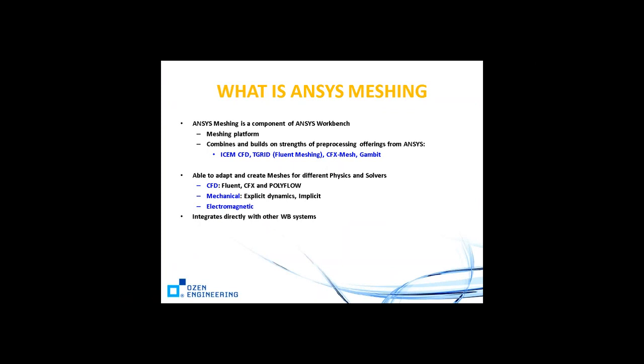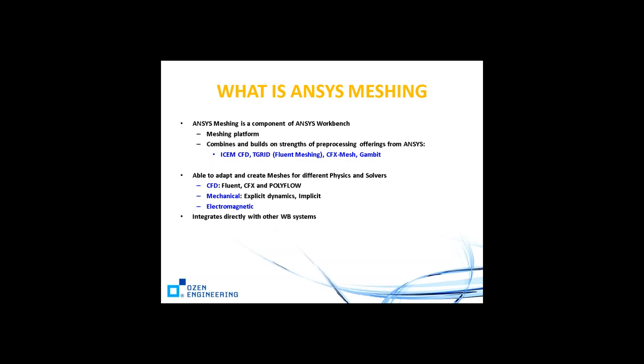So let's see. What's new in version 16 is that it used to be that you used to buy separate products. You used to buy ISM CFT separately. You used to buy CFX Mesh separately, Gambit separately, T-Grid separately. The good news is today you don't have to be that confused. You just buy ANSYS Meshing. That's the good news. It includes all the good stuff from all ISM CFT, CFX Mesh, Gambit, T-Grid.